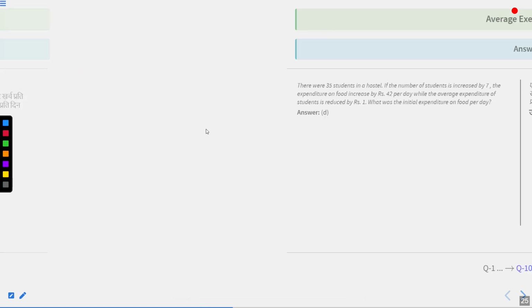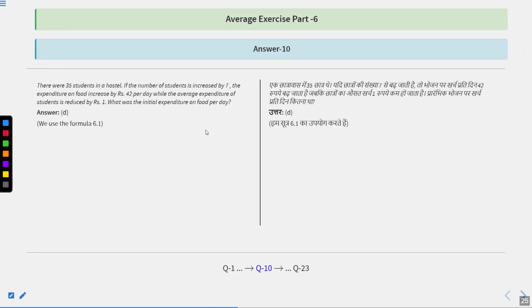Now time's up. Let's see the solution. We use the formula 6.1. Let the initial expenditure on food be X rupees. Now according to the question, if 35 students each spend X rupees on food, the total will be 35 into X, which becomes 35X. And when 7 students are added, 42 rupees per day is added. So we can add up. And now the question says that the average is reduced by 1 rupee. So the average will become X minus 1 if 7 new students are added.